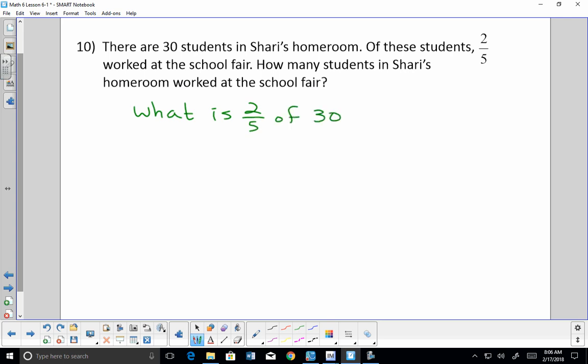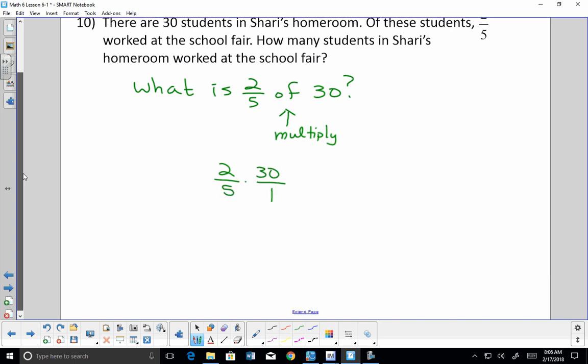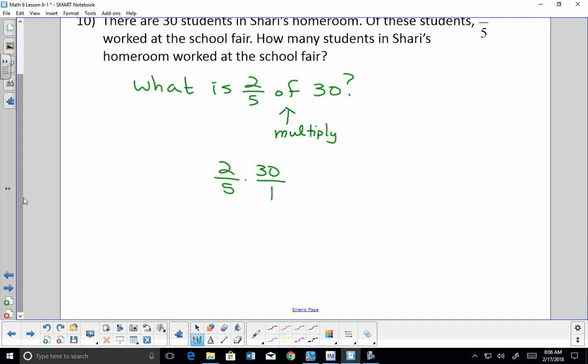Now, in mathematics, this word "of" often means multiply. It's often an implication of multiplication. So what is 2/5 of 30 means I need to take 2/5 and multiply it by 30 over 1. I'm looking at this problem going, can I cross cancel anything? Oh, yes, I can. I'm looking and going, 5 goes into itself once, and 5 goes into 30 6 times. So 2 times 6 over 1 times 1 makes it 12. So how many students in Sherry's homeroom attended the school fair? 12 students attended the school fair.